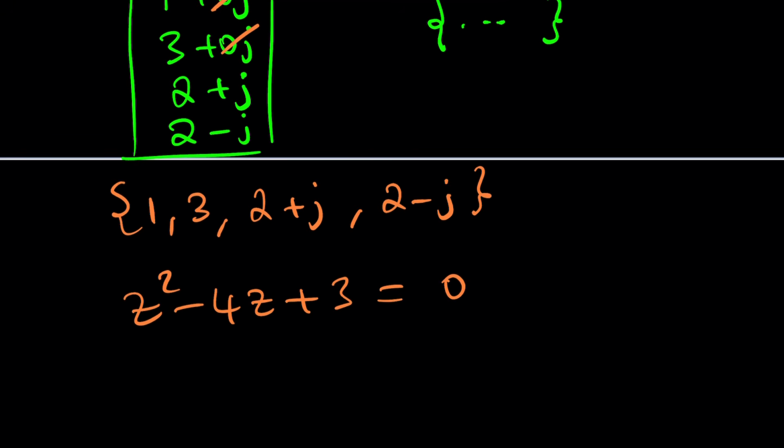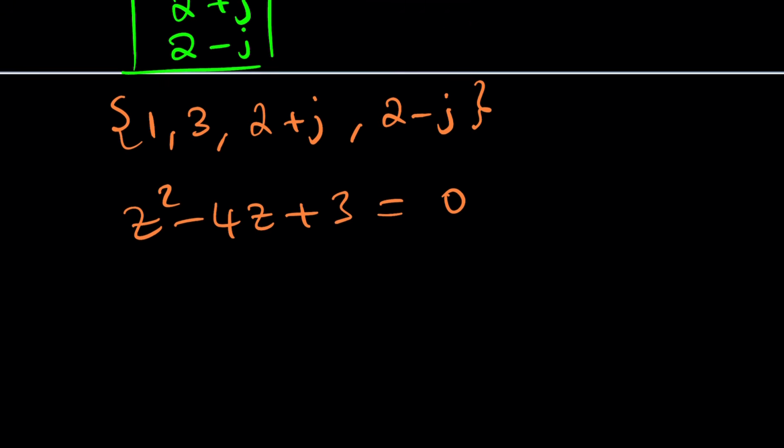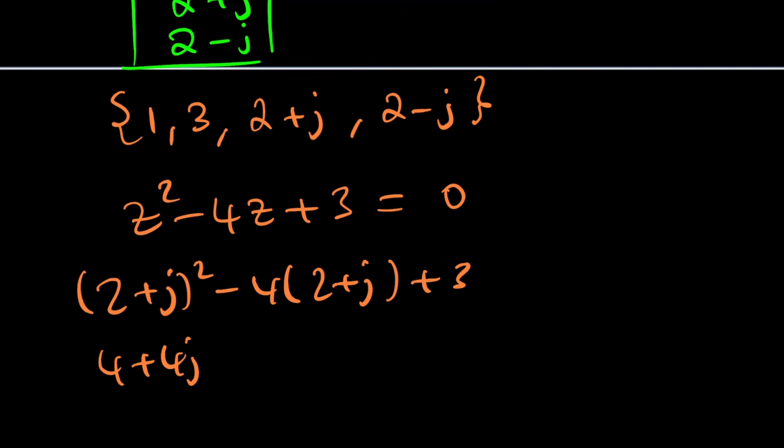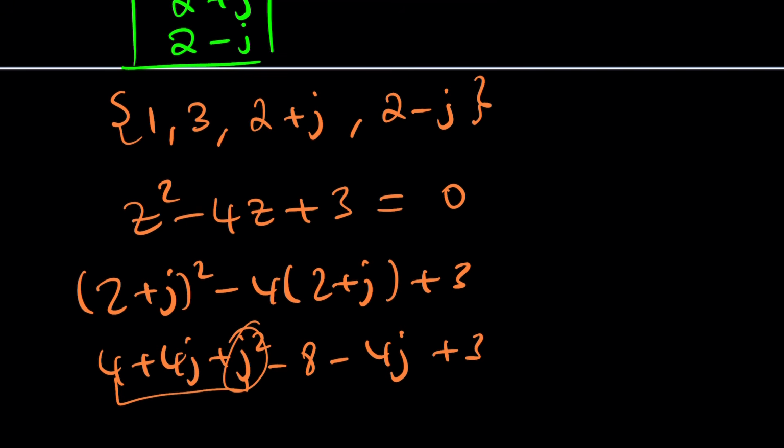And they definitely satisfy. What about 2 plus j? You can plug it in, and it'll work. Let's test it out. 2 plus j squared minus 4 times 2 plus j plus 3. This is going to be 4 plus 4j plus j squared, and then minus 8 minus 4j plus 3. And here, we know that j squared is equal to 1. 4 plus 1 is 5, 5 plus 3 is 8. These numbers all cancel out. 4j cancels out. We end up with 0. And yay, they do actually work. And 2 minus j will work the same way.